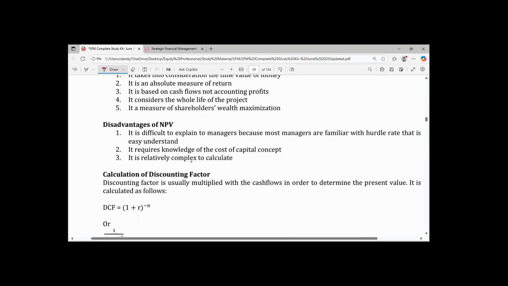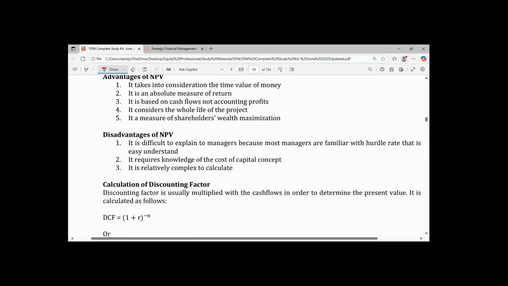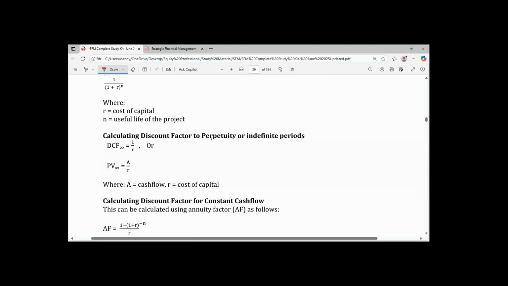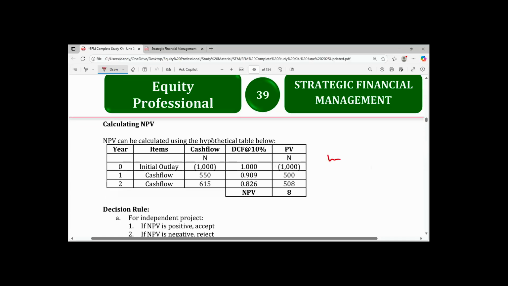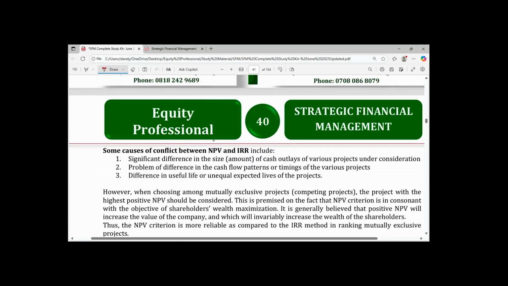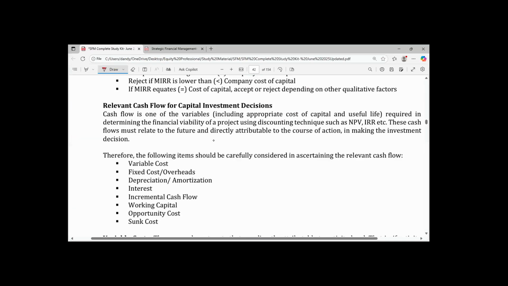So we are done with the explanation of all relevant techniques. The next thing we want to do now is to discuss relevant cash flow. All right, let's talk about relevant cash flow. Let me see if I have it here. If not, I will switch to the working notes. Yes, I have it here.